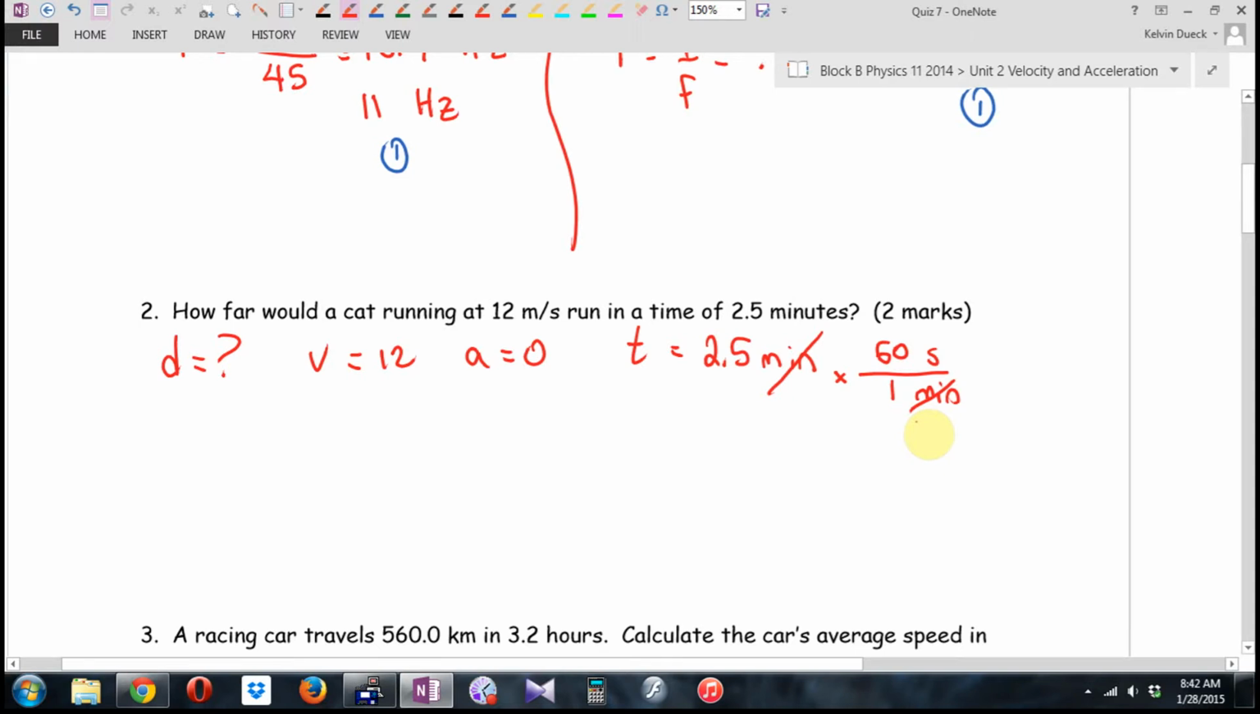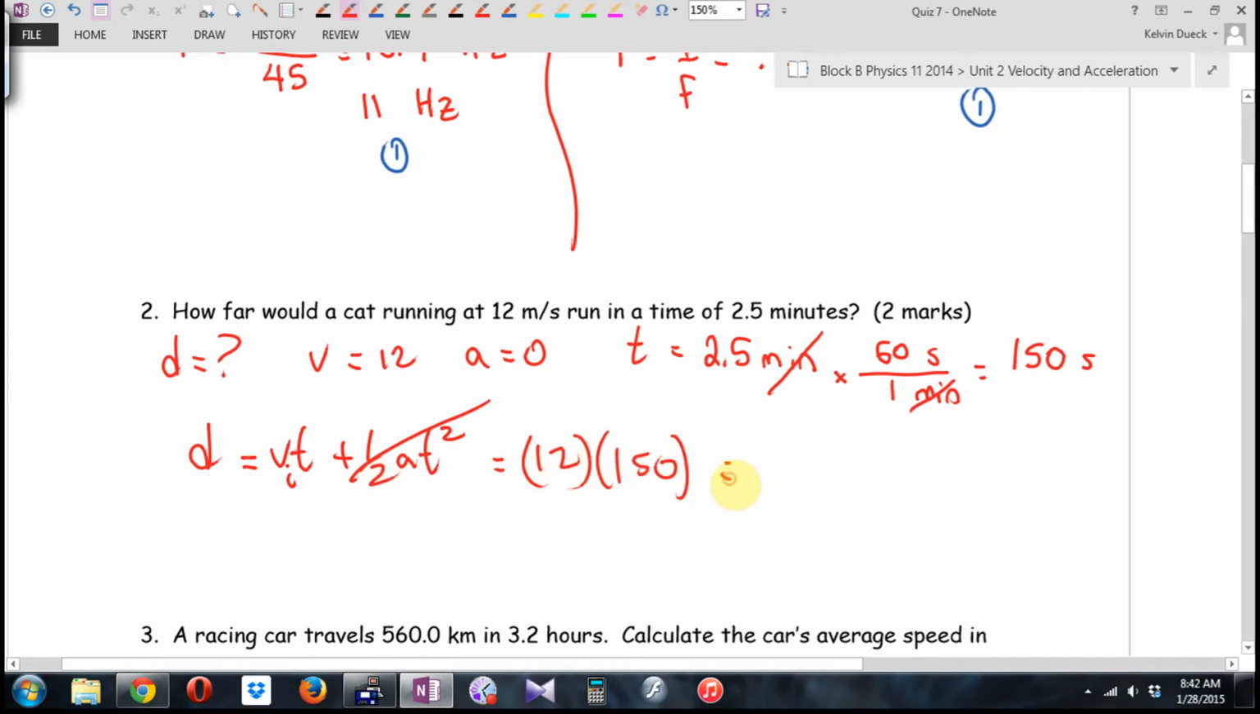I think I multiplied by 60. 2.5 times 60, 180? No, that's wrong. 150? And now I can use, technically it's VI, but since there's no acceleration, VI is VF, is V, is V average. So anyways, it's going to be 12 times 150. Do that one in your head, Mr. Dueck. Okay. It's going to be 300 times 1,800? Yeah? 1.8 kilometers.